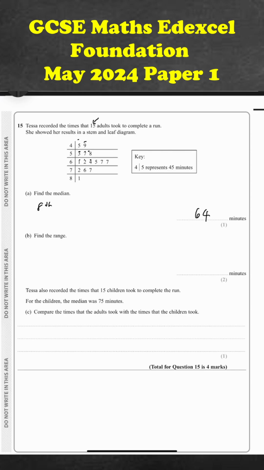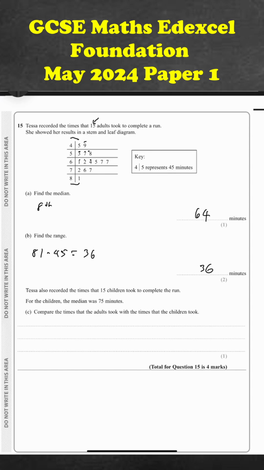Find the range. That's just going to be the highest number minus the lowest number. So we have 81 minus 45. 81 minus 45 is just 36 minutes. Tessa also recorded the times that 15 children took to complete the run. For the children, the median was 75 minutes.